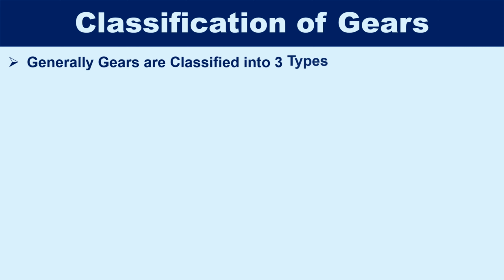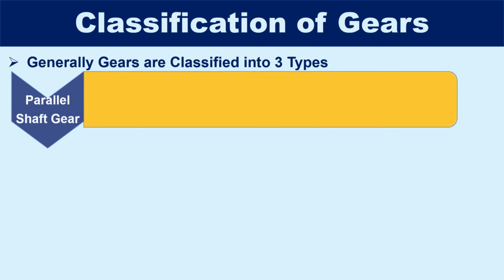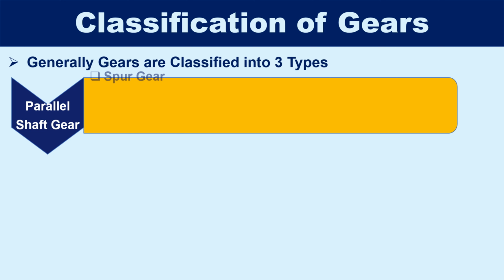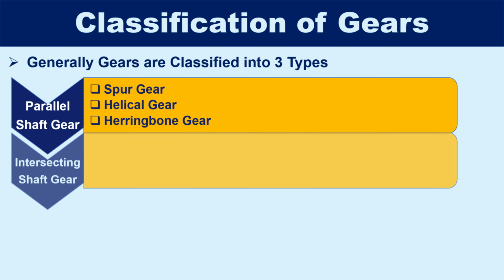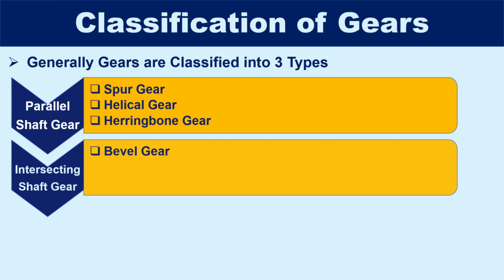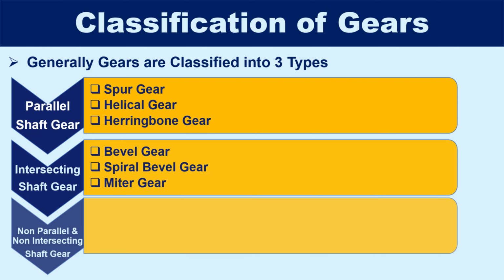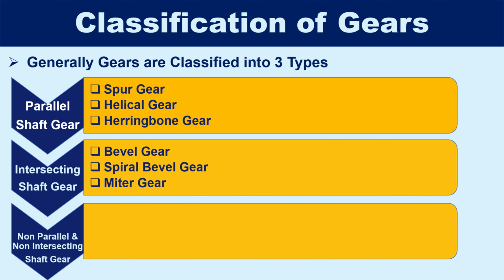Now move on to the classification of gears. Generally, gears are classified into 3 types. First comes parallel shaft gears, which include Spur Gear, Helical Gear, Herringbone Gear, and Internal Gear. Second, intersecting shaft gears, which consist of Bevel Gear, Spiral Bevel Gear, and Miter Gear. Last one is non-parallel and non-intersecting shaft gears, which include Worm Gear and Hypoid Gear. Now let's discuss these types one by one.